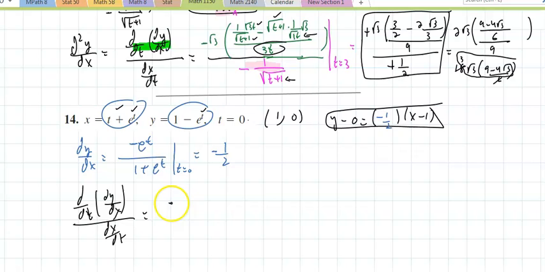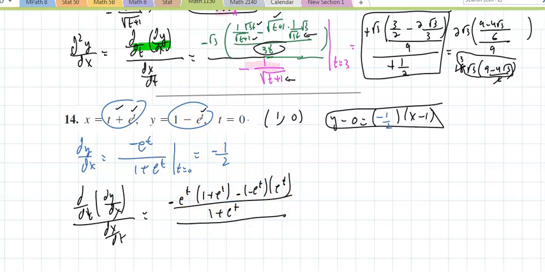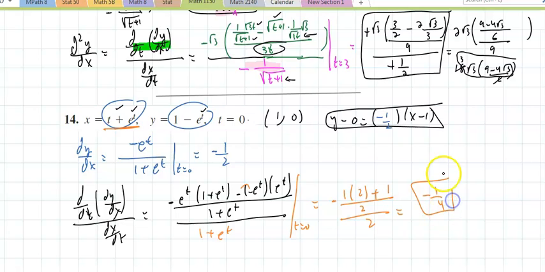And if I go for the second derivative, that would simply be the derivative of that, derivative of the top times the bottom, minus the top times derivative of the bottom, all over the bottom squared, all over dx dt, evaluated at t equals 0. That would be a negative 1 times 2 plus 1 over 2 all over 2. That would be negative 1, negative 2, negative 1/4. And there it is.